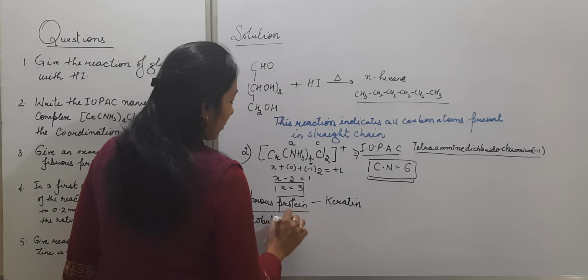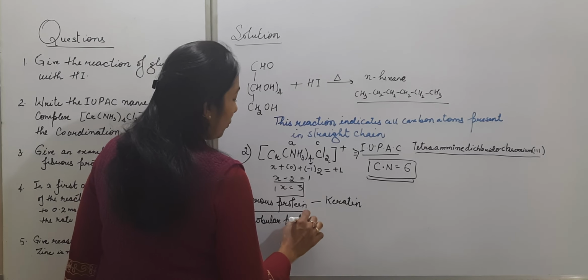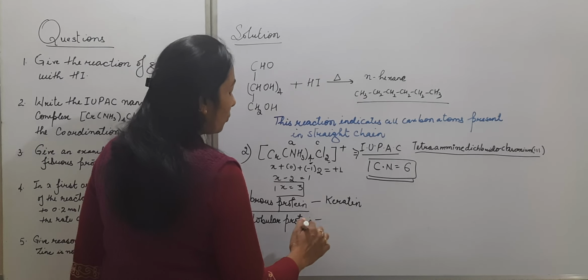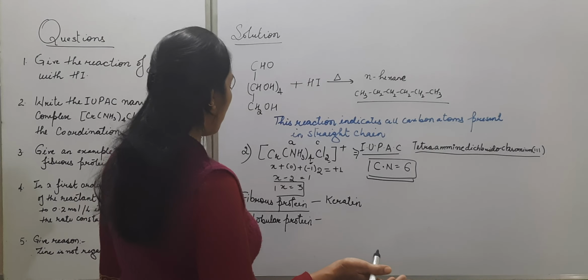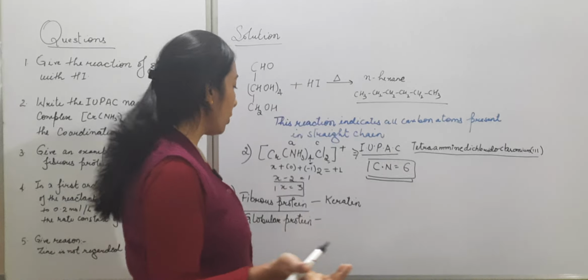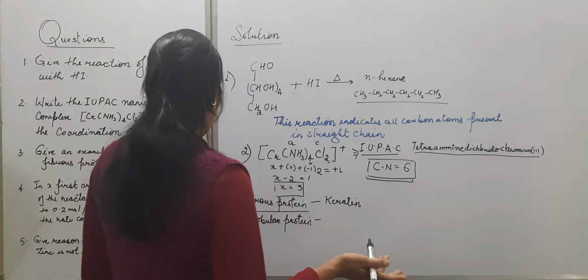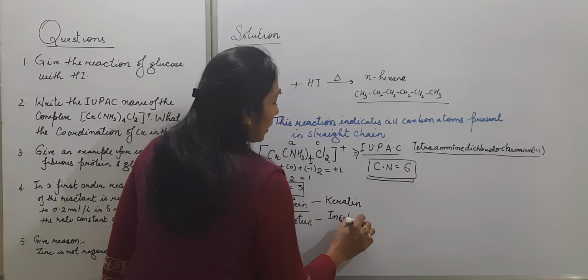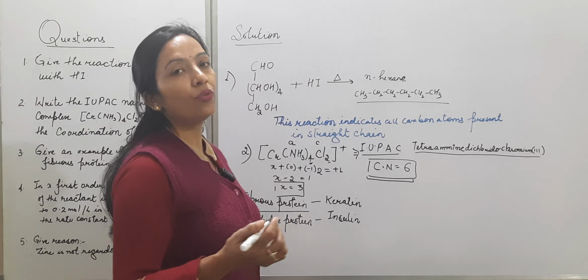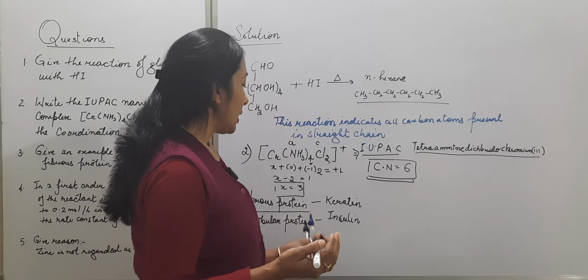globular protein. Even if you know 3-4 examples, don't write all of them, because marks are given only for what is asked. And for globular protein, what we will write here is insulin, and if you don't want to write insulin, you can even write albumin.